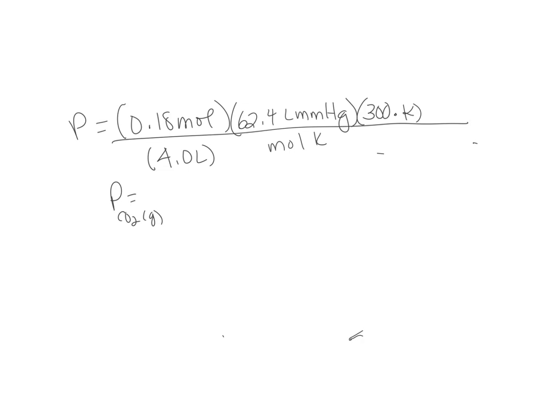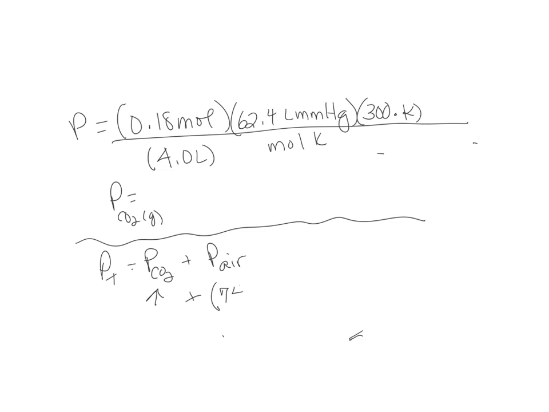Okay. The second part of this problem then is just using straightforward Dalton's law. So the pressure of CO2 plus the pressure of the air is going to give you the total pressure. So this pressure right here is what you just solved for. This pressure, you're told in the problem, is 740 torr. What you have to remember, a torr is an mmHg, so you don't really need to change it. And that is how you solve that problem.